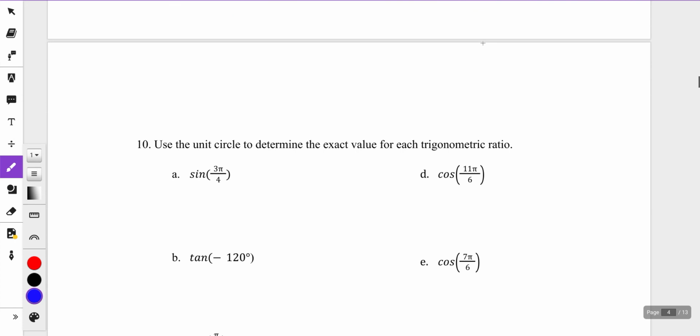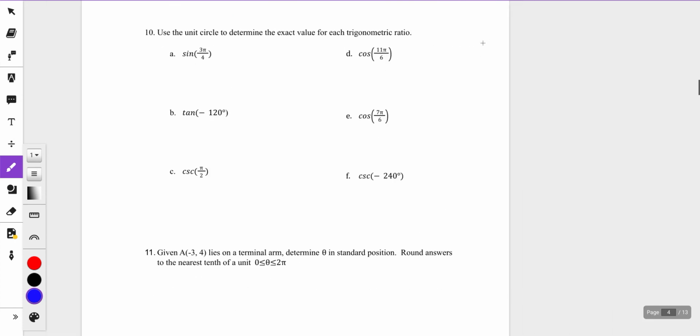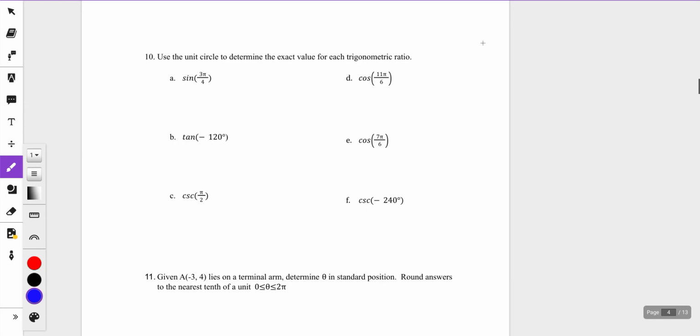All right, number 10. Use the unit circle. You know what? It's a perfect time to not do that question, because I want to start tomorrow with the unit circle. So let's do number 11.